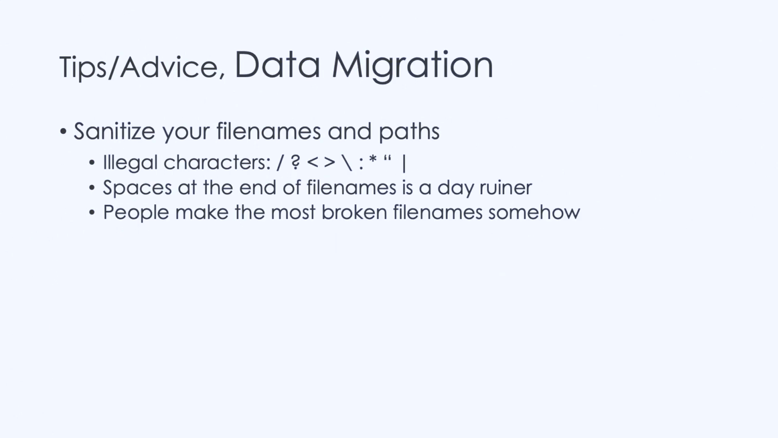If you get one of these devices and you go to do data migration, you should sanitize your file names. This is a list of illegal characters. You should be looking for them. You can write scripts. This list is also documented well online. And then spaces at the end of file names, which I can't show, but they're a real day ruiner. I spent way too many hours trying to fight with those and get them renamed because people make the most broken file names somehow. So you really want to look through your data with a script, try to find these and fix them.